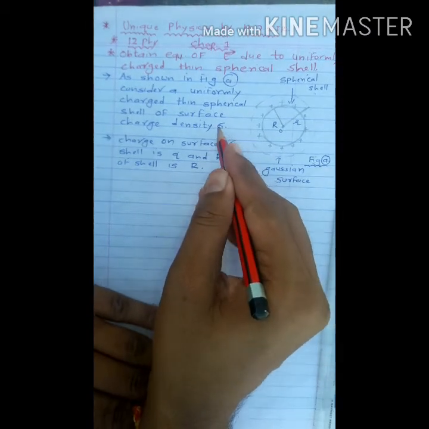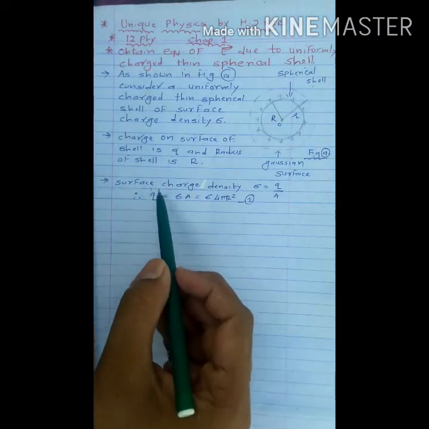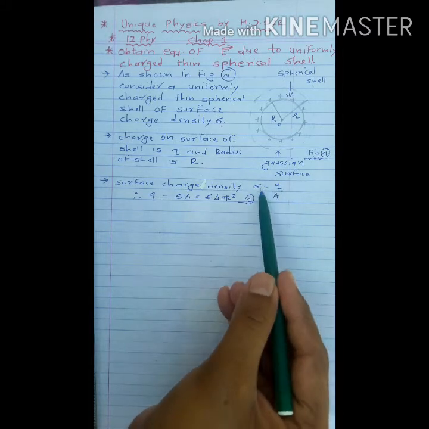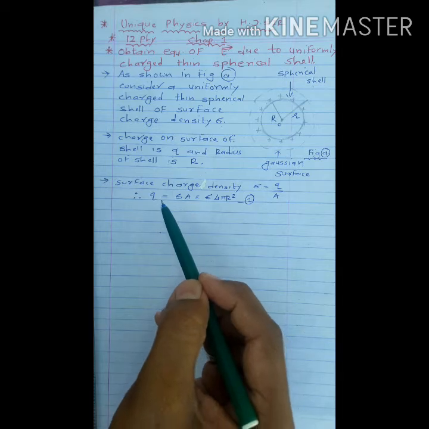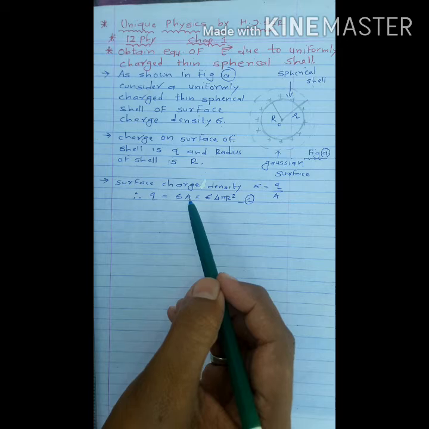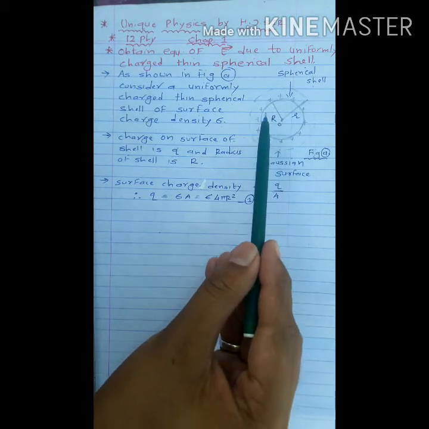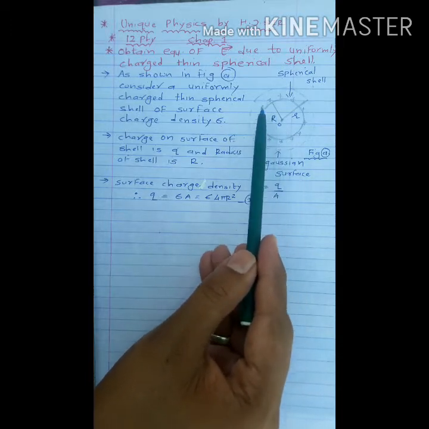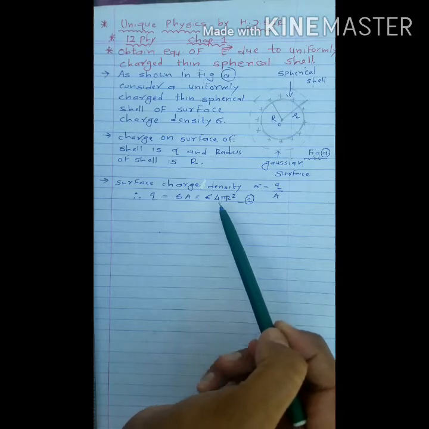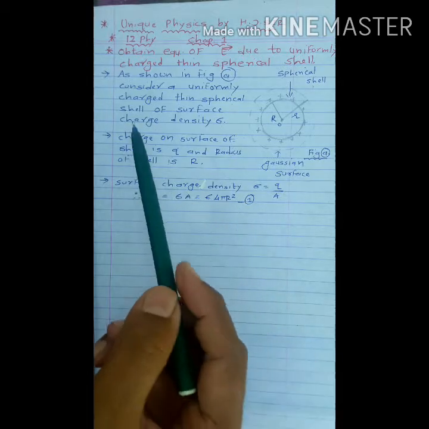So here we use the equation of sigma. Therefore surface charge density sigma is equal to charge upon unit area, q upon A. Make the equation of q. So q is equal to sigma into A. Sigma as it is, A means area. Now the radius of this spherical shell is capital R, the original radius. So the area of this spherical shell is given by 4 pi R square, and this is our equation number 1.